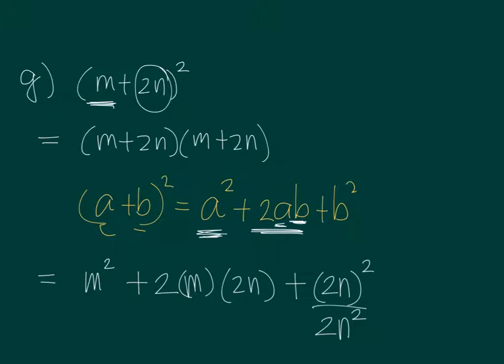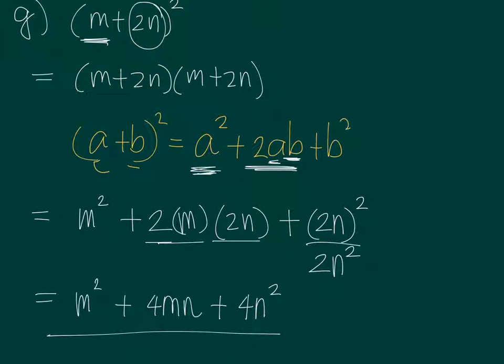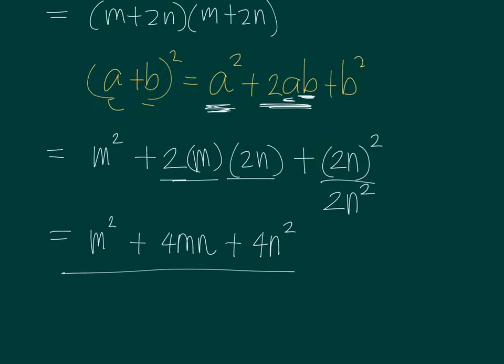Okay, the next step will be you have to simplify what you obtain in the first step. So m squared will remain as m squared, but 2 times m times 2n is in simplest form 4mn, because you have 2 times 2 and then mn. Then squaring 2n means you square the 2, that's 4, you square the n, so n squared. So the expanded form of m plus 2n squared is m squared plus 4mn plus 4n squared. Okay, let's move on to the next.